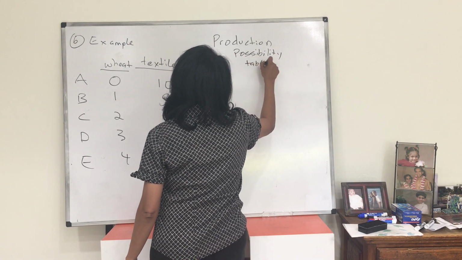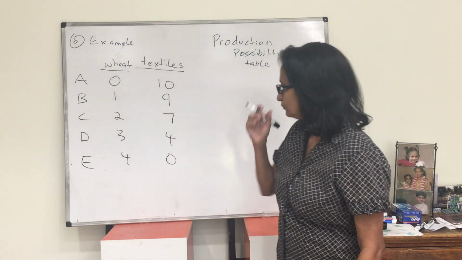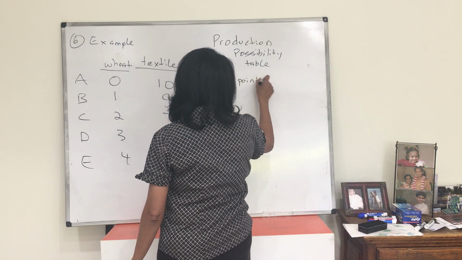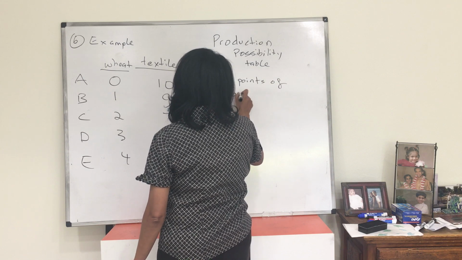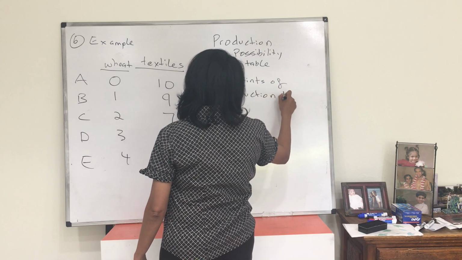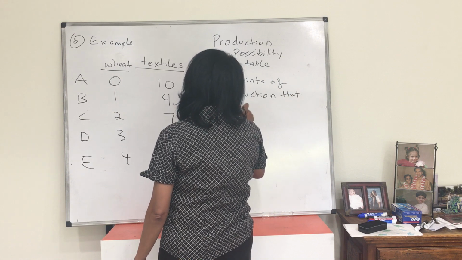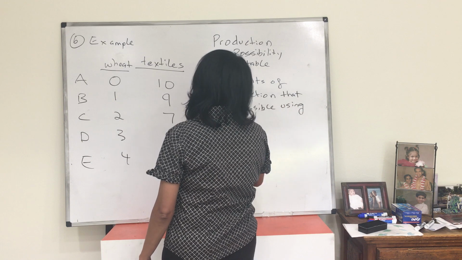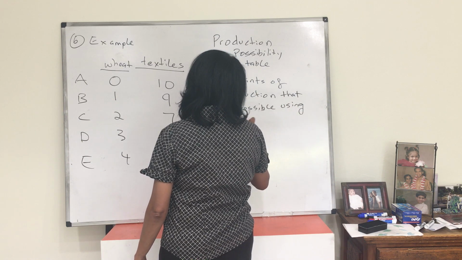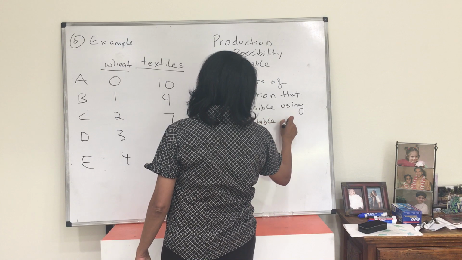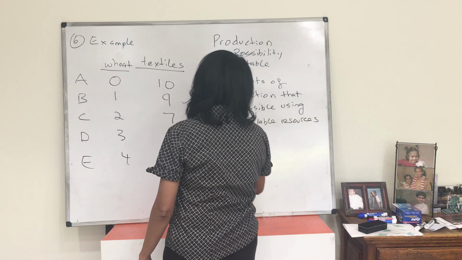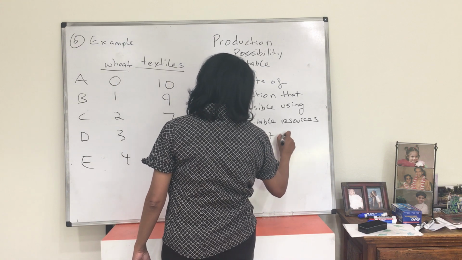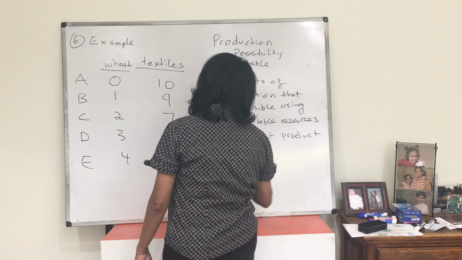This table is called the production possibility table. And the production possibility table is all points of production that is possible using all available resources to its fullest production and technology.